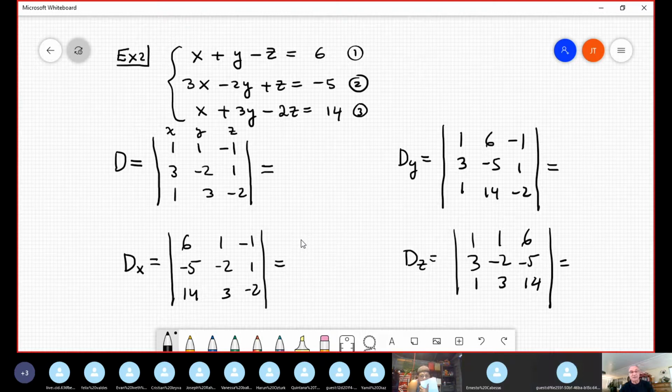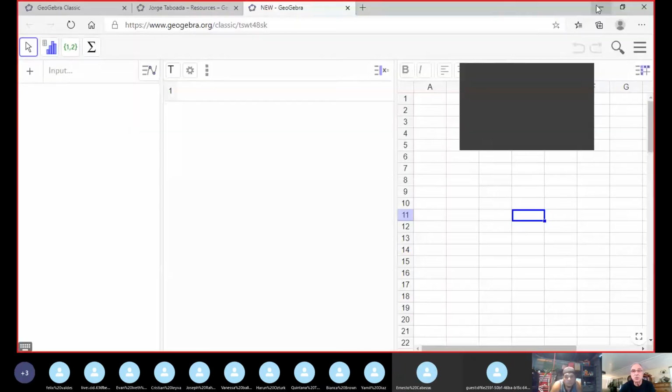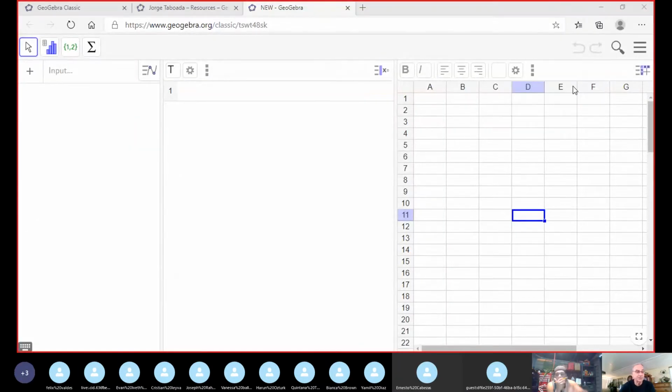The Geogebra Classic. Okay, Geogebra Classic. I open a new one, totally blank, no numbers. Geogebra Classic. Switching to the screen. Boom. Do you see Geogebra Classic? Yes, sir.